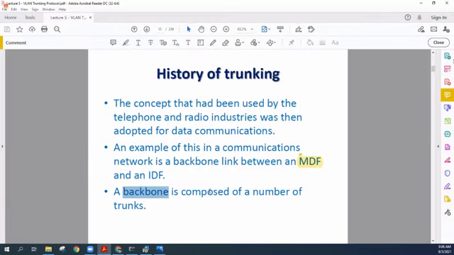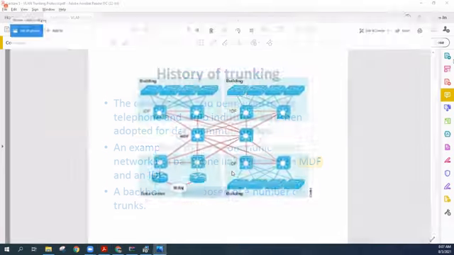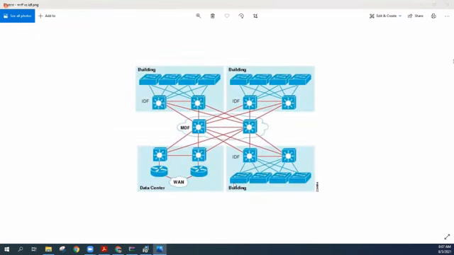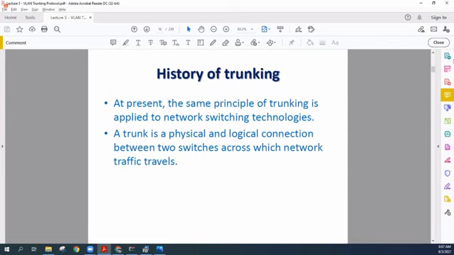So the backbone is composed of a number of trunks. Yeah, red lines, right? The backbone is composed of a number of trunks. That means the red lines in this environment. The same principles of trunking are applied to network switching technologies.